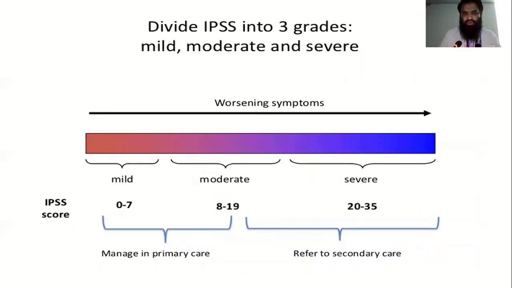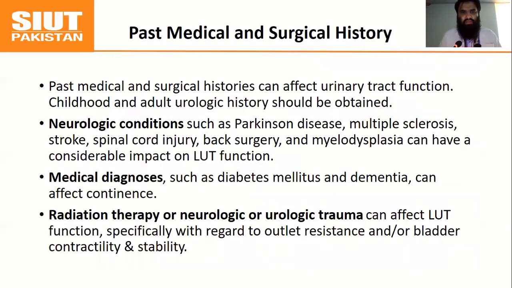The IPSS score 0 to 7 shows mild, 8 to 19 is moderate, and severe is from 20 to 35. The past medical and surgical history also depend on the lower urinary tract symptoms, which can affect the urinary tract function. The childhood and adult urological history should be obtained.